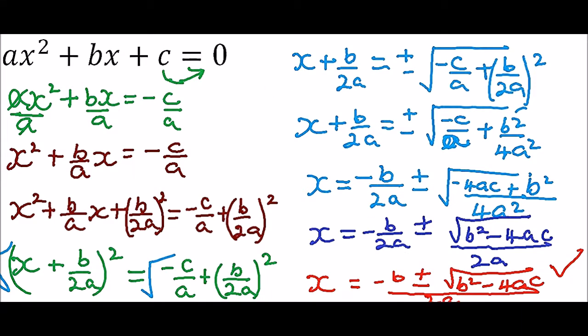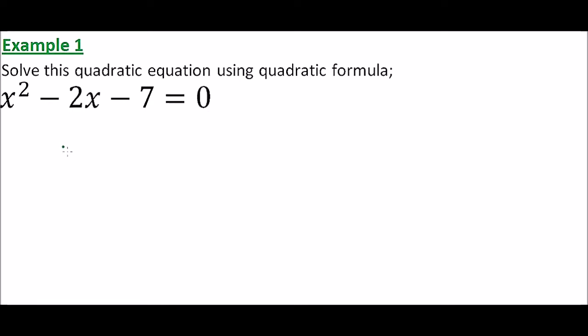So let's do several examples so that you understand how we apply the quadratic formula. Our example 1: solve this quadratic equation using the quadratic formula. So we have x squared minus 2x minus 7 equals 0. So the first thing you do is to identify the coefficients and the constant. So we can see here that a, the coefficient of x squared, is 1. The coefficient of x is minus 2, and the constant is equal to minus 7.